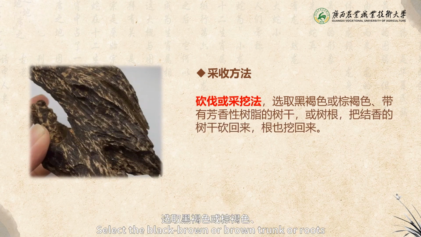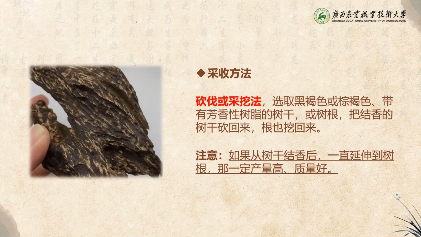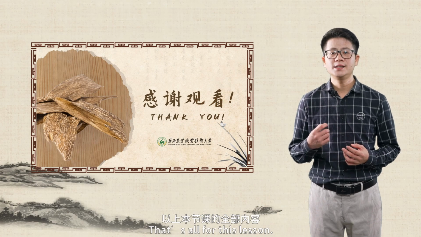Select the black-brown or brown trunk or roots with aromatic resin, cut the trunk with resin, and dig up the roots with resin. That's all for this lesson.